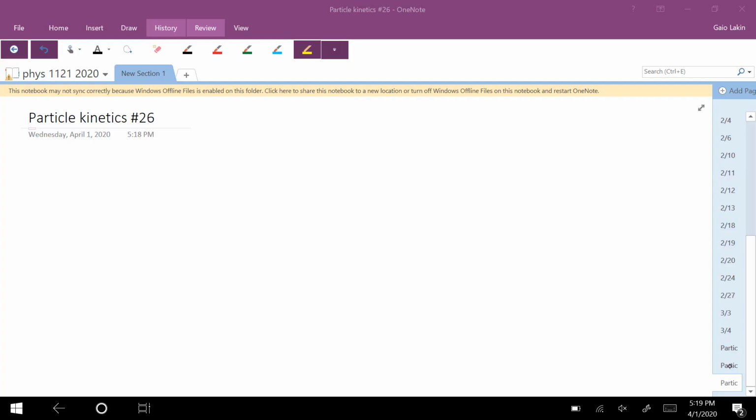Okay, this is particle kinematics. No, not kinematics, particle kinetics number 26. It looks like this. There is a ramp here and a ramp at a slightly steeper angle on the other side. There's a pulley in between. And then there are carts on each of these two ramps.